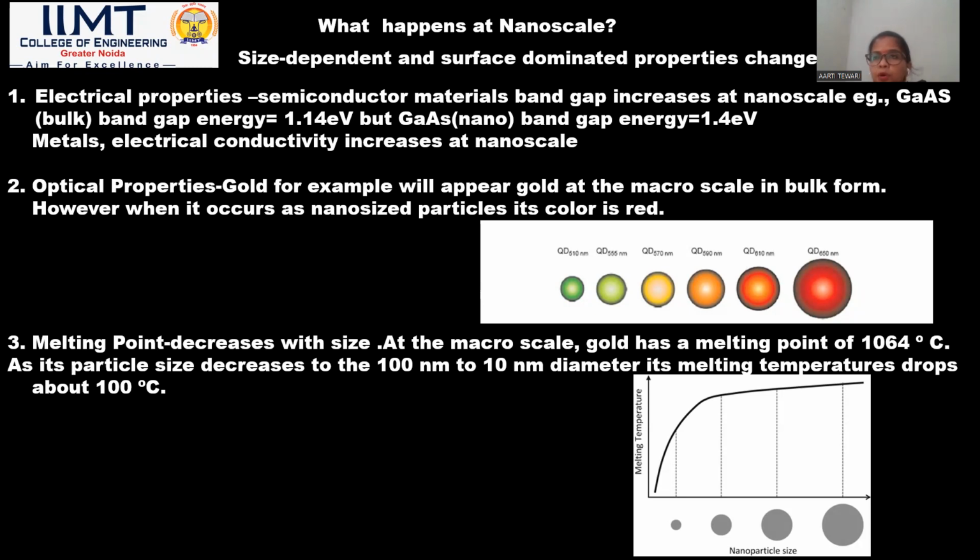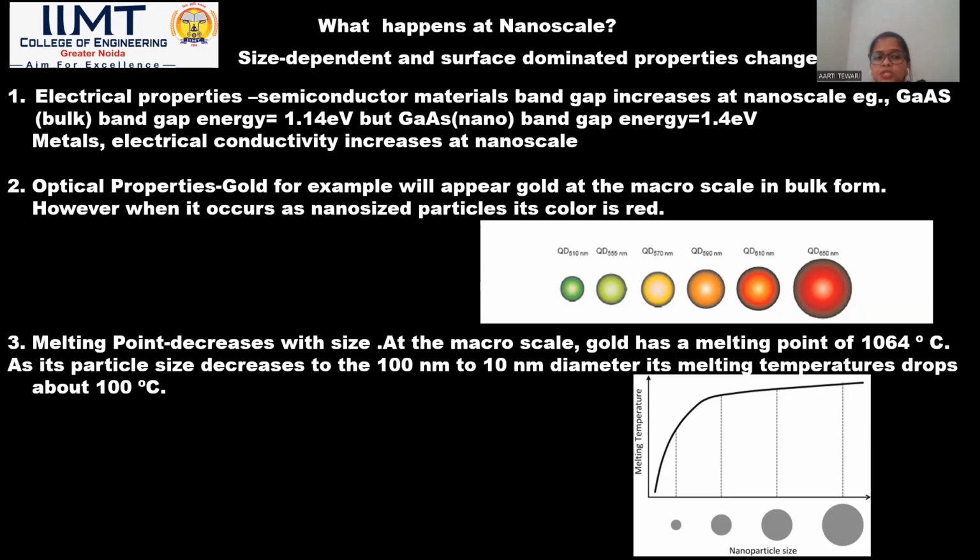So depending upon which material you are taking, whether a semiconductor or a metal, the band gap would either increase or decrease. But the point is that the electrical property changes when you take a material from the macro scale to nanoscale. That is an important property. This variation of the band gap with size is immensely used in nanoelectronics, and this changing of the band gap with size is what is engineered. A lot of research goes into band gap.